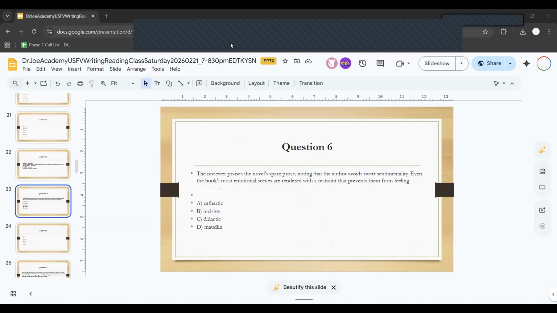Shannon, can you please go ahead and read this question? The reviewer praises the novel's spare prose, showing that the author avoids overt sentimentality. When a book's most emotional scenes are rendered with restraint that prevents them from feeling.